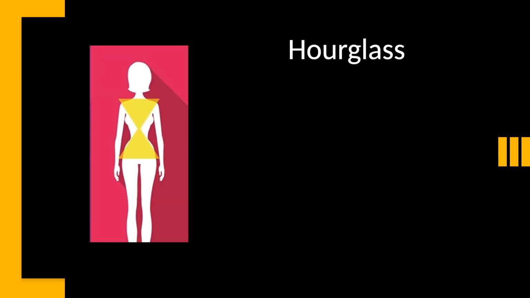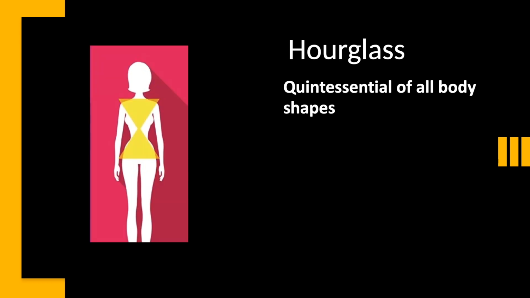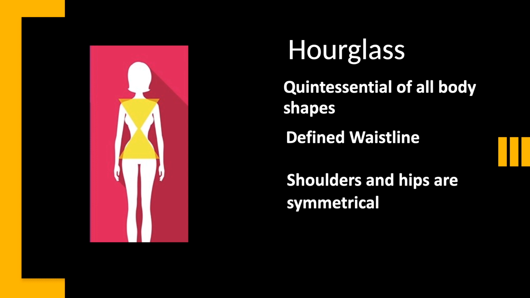The next body type would be the hourglass. Hourglass is the quintessential of all the body shapes. Basically, you have a defined waistline, and your shoulders and your waist are almost symmetrical. Between your curves, your shoulders and your hips, there are at least 20 cm difference. So all you need to do is just accentuate the curves.